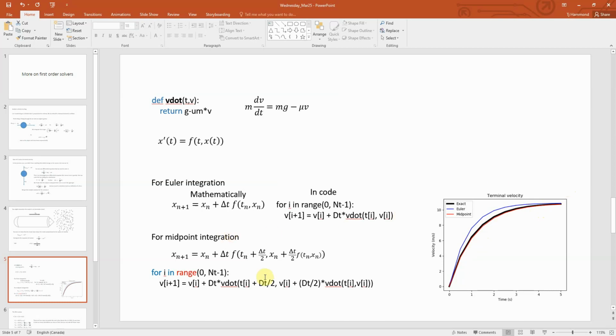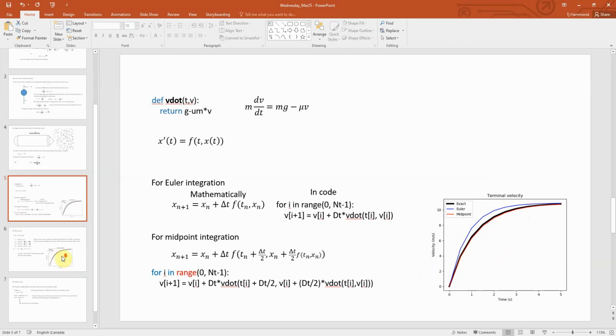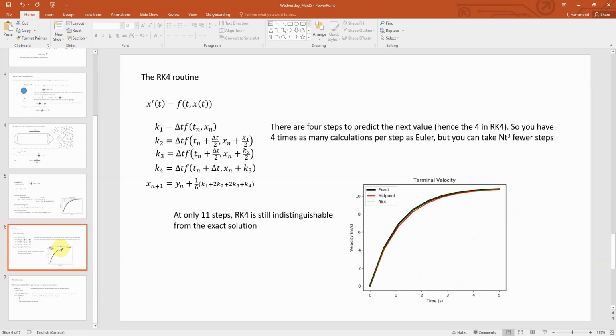In fact, that's what the midpoint integration uses. It uses Euler as the first guess. So you get the right shape, but it's not exact. It's not very precise. I'm also going to talk about the RK4 routine. This is called the Runge-Kutta routine, and it uses a 4th order integral. So again, this derivative is going to be equal to some function, and what we have to do is calculate this 4 times.